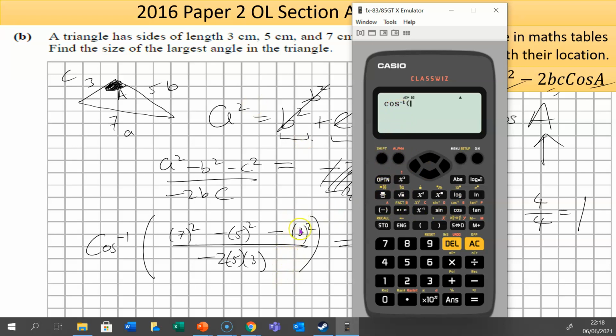Now, this is, I suppose, a fraction. Click the fraction button. On top here, I'm going to use the brackets, so it's 7 squared, take away 5 squared, take away 3 squared, which takes time to program. And then the bottom, it's negative 2 times 5 times 3. Just going to make sure I go to the end of here and close off the bracket opened. I want to make sure it's closed off. Now, this should work. Okay, it did.